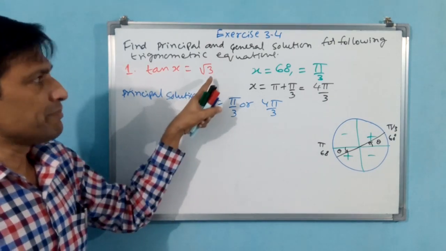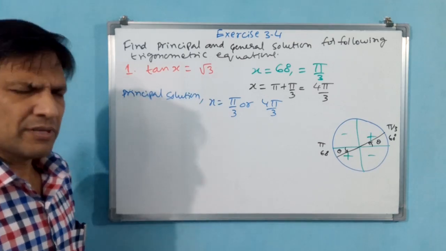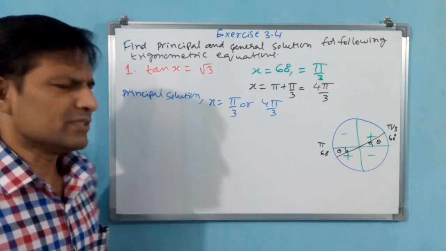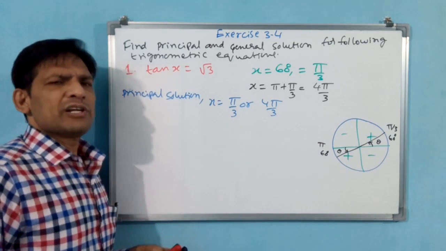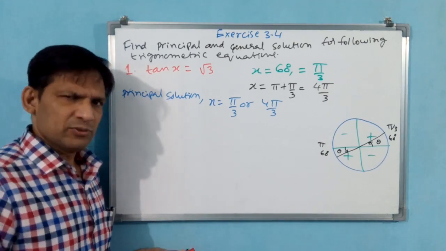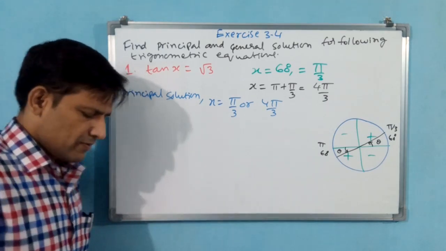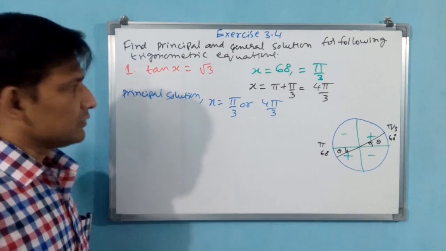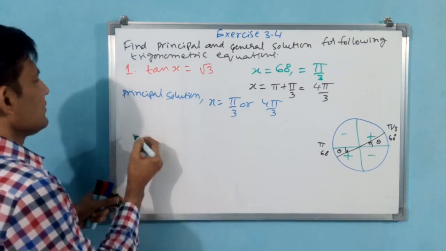The principal solution depends on the value; the angles are going to change depending on the value. See, what are the principal solution and the general solution? Finding of angles only. Now let us go for the general solution also. General solution, you write down.